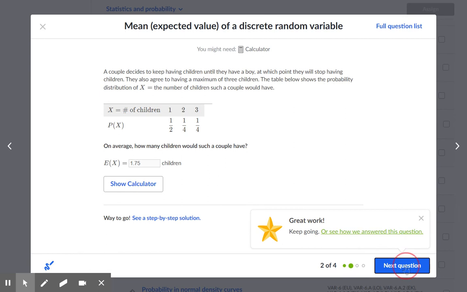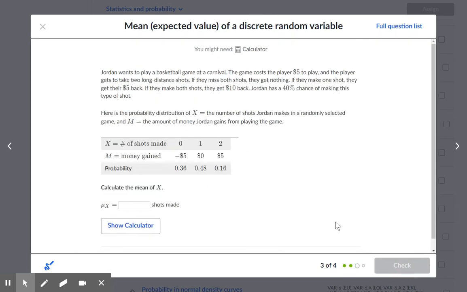Okay, I can do another one. Jordan wants to play a basketball game at a carnival. The game costs the player $5 to play, and the player gets to take 2 long distance shots. If they miss both shots, they get nothing. If they make one shot, they get their $5 back. If they make both shots, they get $10 back. Jordan has a 40% chance of making this type of shot.